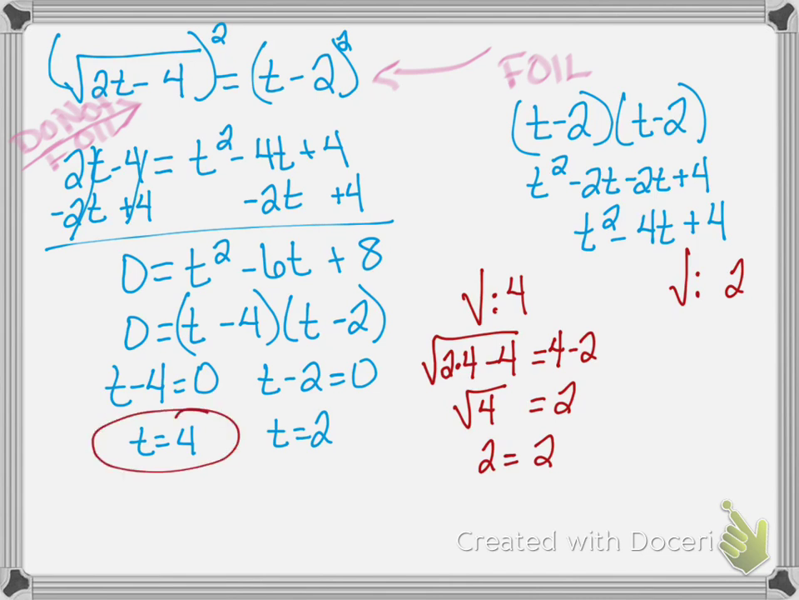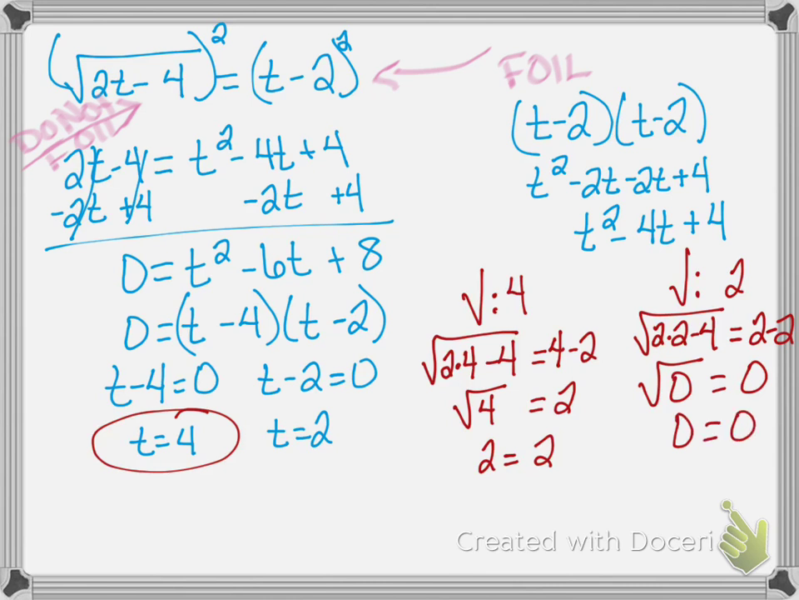Now I can have neither one of them work, I can have both of them work, or I can have one of them work. So you want to always check both of them. Don't assume that because this one worked that t equals 2 won't work, because it might. So I have 2 times 2 minus 4 equals 2 minus 2. 2 times 2 is 4. 4 minus 4 is the square root of 0. The square root of 0 is okay. It's not undefined. So I get 0 equals 0. They both work, so we don't have to throw either one of them out.